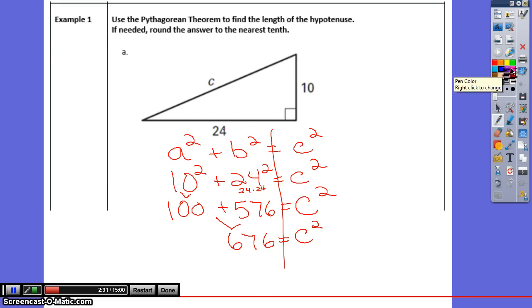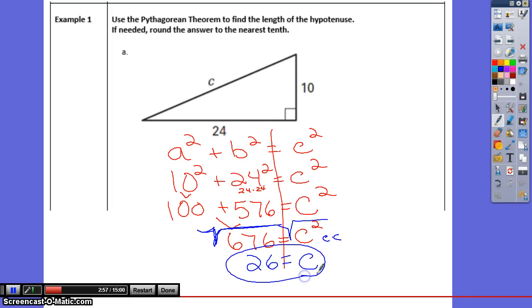Now what do we need to do? One last thing. We need the square root of each of these. What is the square root of C squared? C. Because that's the same as C times C. This is a perfect square if I recall right. Put 676 in on your calculator, hit your radical sign, what do you get? 26. So C equals 26.